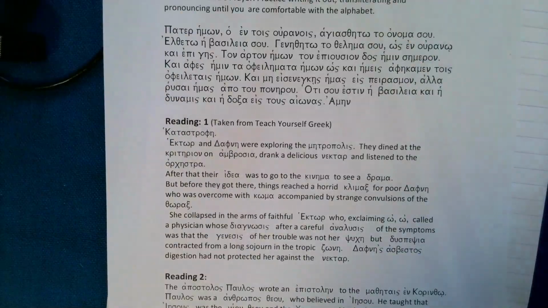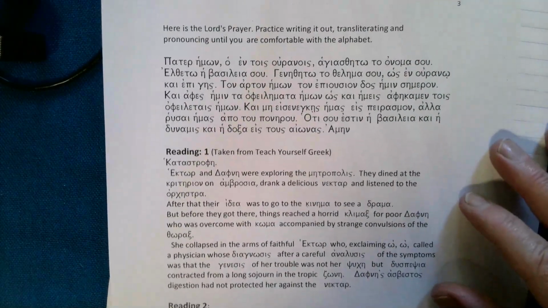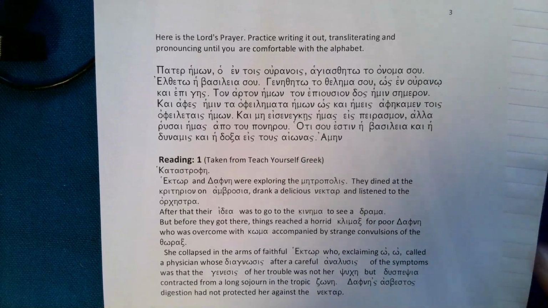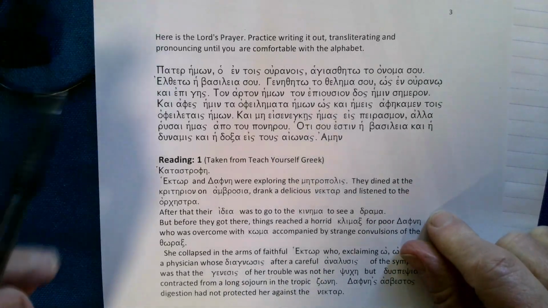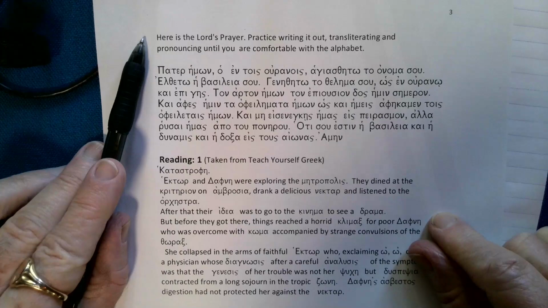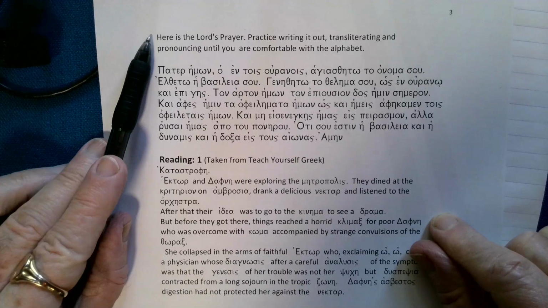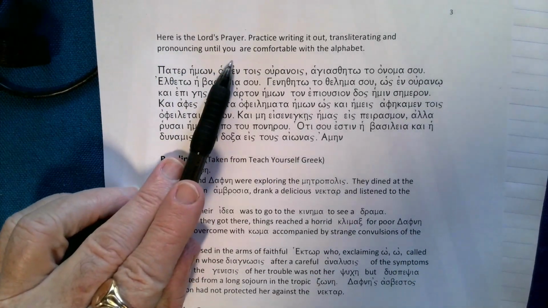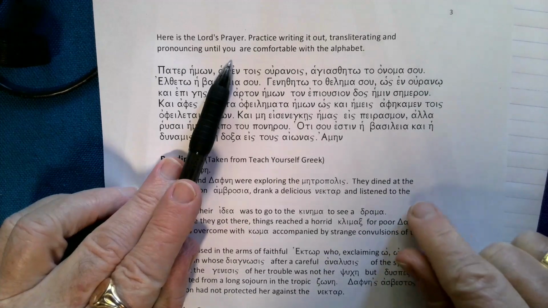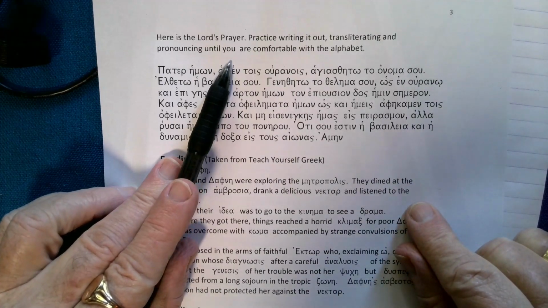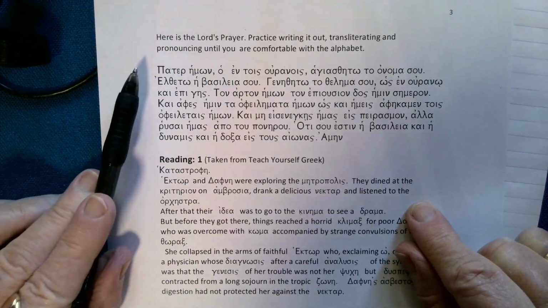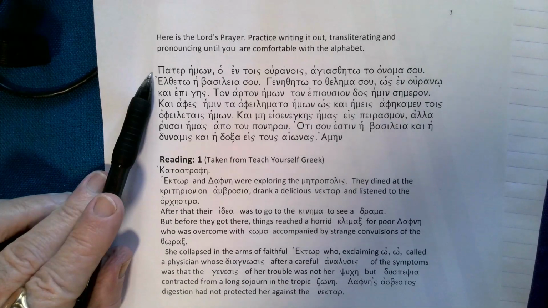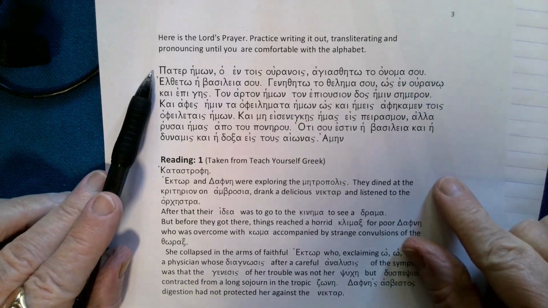Now, just a little bit to give you something to practice reading. If you like, you can take a screenshot of this, or you can get hold of the Lord's Prayer in the original Greek. I suggest you practice writing it out, transliterating it, and pronouncing it until you're comfortable with the alphabet. I know the alphabet may look a bit strange initially. Believe me, you'll get used to it very quickly. With a bit of practice, you'll get used to the alphabet extremely quickly. It's not that difficult, an alphabet.